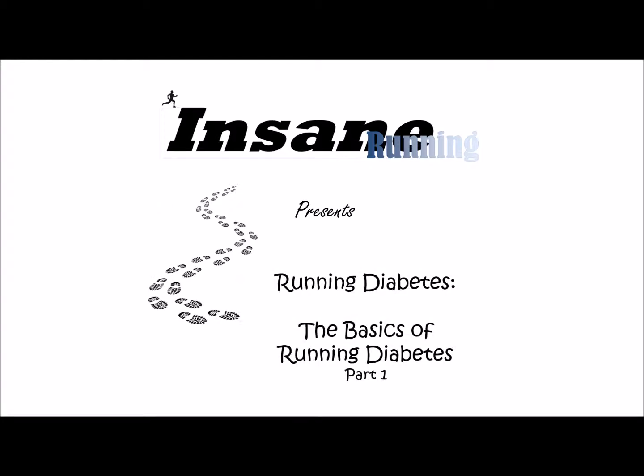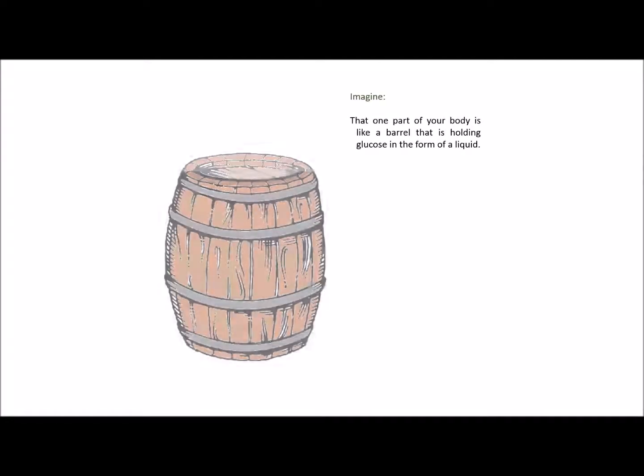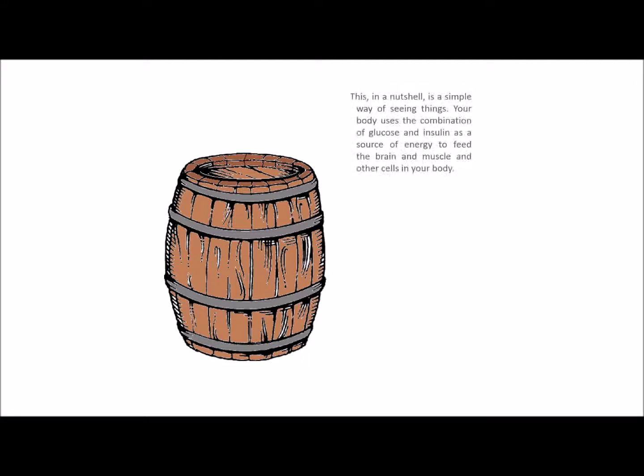The Basics of Running Diabetes, Part 1. Imagine that one part of your body is like a barrel that is holding glucose in the form of liquid. This, in a nutshell, is a simple way of saying things. Your body uses the combination of glucose and insulin as a source of energy to feed the brain and muscle and other cells in your body.